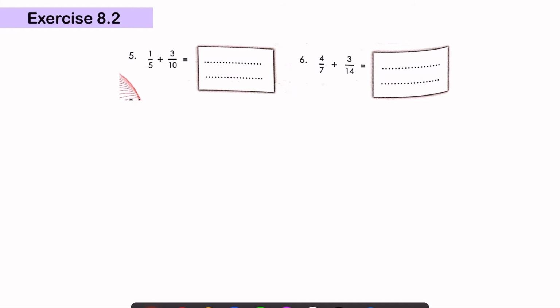Okay, let's take a look at number 5. Question number 5, we have 1 over 5 plus 3 over 10. They want you to add these two fractions together. So now let's do it.